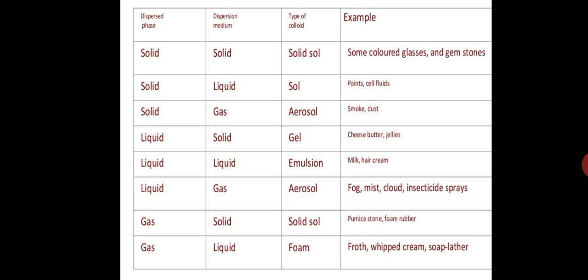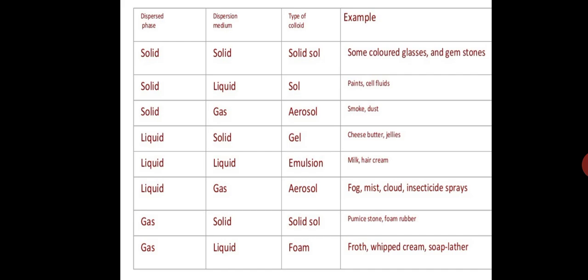What is that? We are having solid sol. Example is colored glass, gemstones, the costly stones which you are using in your ring. We can say they are colloids. Ruby, emerald, they are colloids. Solid in liquid is known as simply sol. Sol means what? Colloidal solution. Sol. Listen to the spelling, not S-O-L-E. Got it? Nor S-O-U-L. No, not at all. Sol. So paint, cell fluids, in this way.